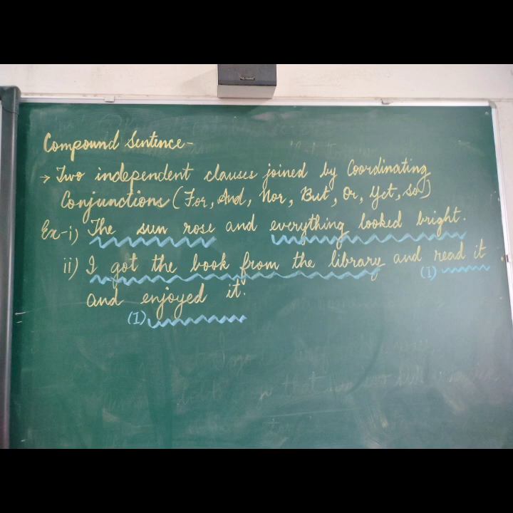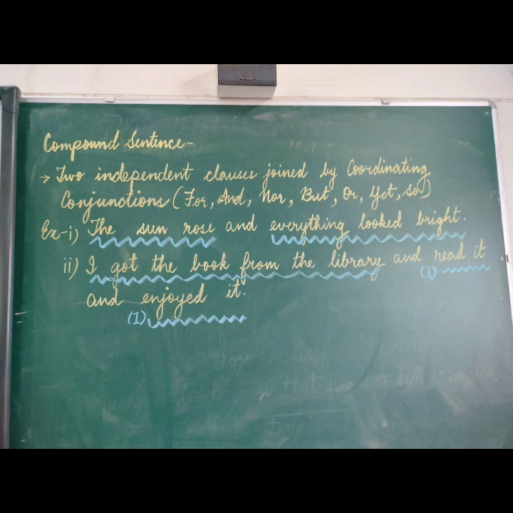Now what is a compound sentence? A compound sentence has two independent clauses or two main clauses. Okay, it has two independent clauses and they are joined by coordinating conjunctions. Now what are coordinating conjunctions? Remember in the class I told you FANBOYS: for, and, nor, but, or, yet, and so. These are coordinating conjunctions. So a compound sentence will have two independent clauses and they will be joined by coordinating conjunctions.